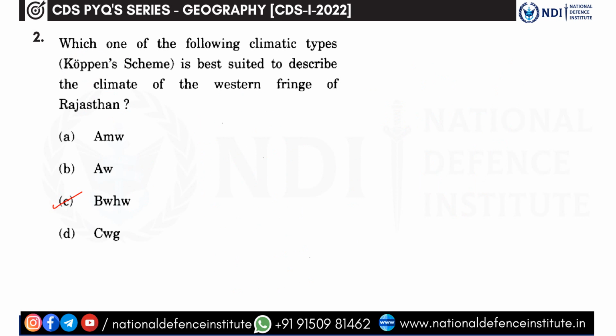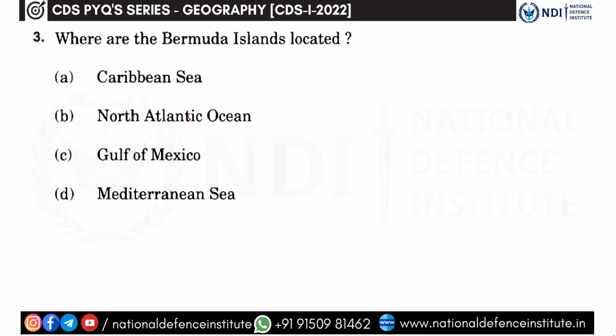All right. Where are the Bermuda Islands located? See, this is a good example of a world map based question. When you have this kind of question, you should know where exactly the different islands are located, like the Bermuda Islands, the Caribbean Islands, the Hawaiian Islands, the Falkland Islands, Mauritius. A lot of islands are there in the oceans. The Bermuda Islands are in the North Atlantic Ocean. So the answer is direct, no need to discuss much. The Bermuda Islands are located in the North Atlantic Ocean.